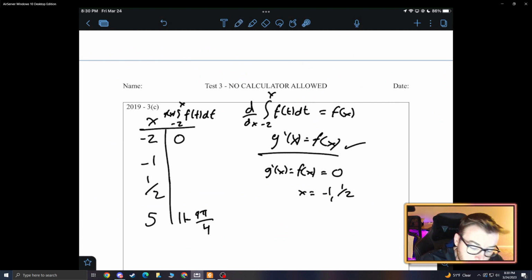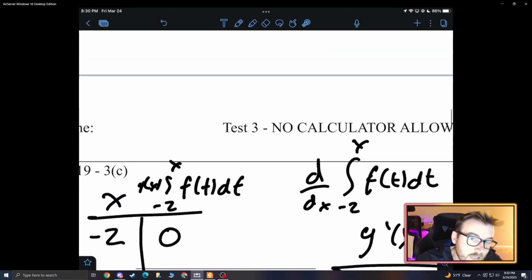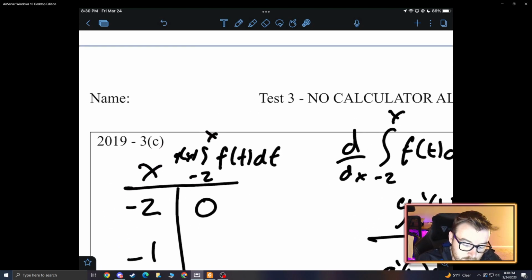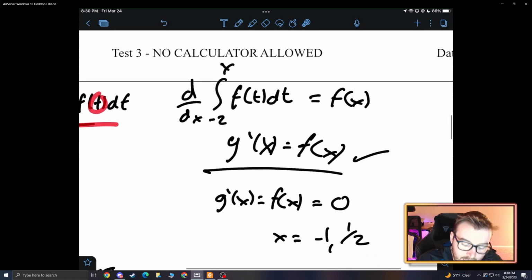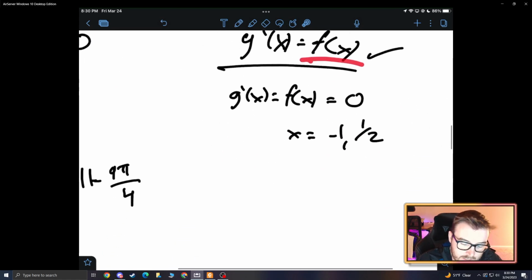It's really important to know that when you derive what might look like a messy integral, it just cancels out. But the important thing to realize is that because this bound is x, when you derive this integral, the t is becoming x, f of x, okay?